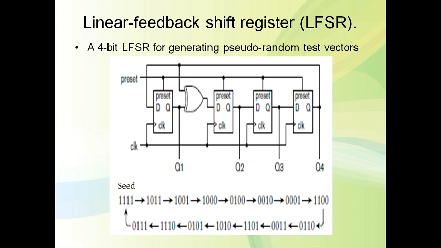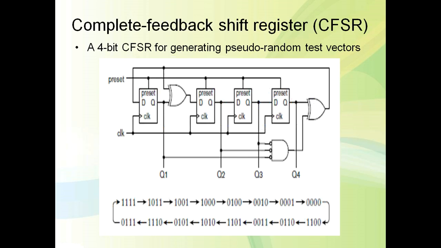So this LFSR is not generating the 0 0 0 0 output. Okay, 0 0 0 0, this output is not going to be generated by this LFSR. Most of the time we require this 0 0 0 pattern, and we require that. So what is the solution for it? The solution is the complete feedback shift register.